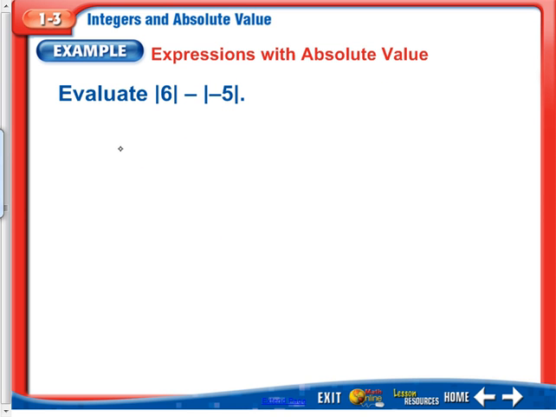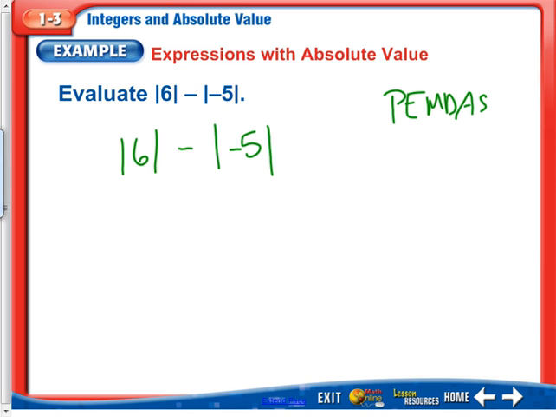Okay, so I'm going to copy this one. Absolute value of 6 minus the absolute value of negative 5. Okay, so first, again, PEMDAS, we must first evaluate our grouping symbols. So the absolute value of 6 is 6. The absolute value of negative 5. So how far is negative 5 from 0?